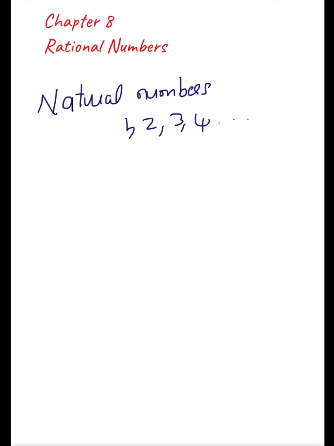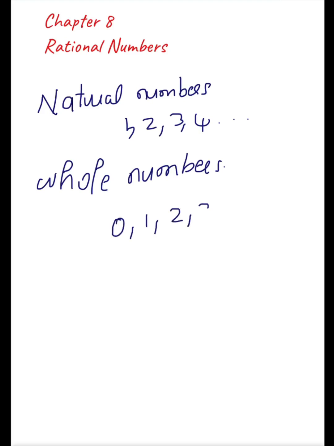Now the next thing, what do you mean by whole numbers? Whole numbers mean, in addition to the natural numbers, there will be an extra 0. Okay, 0, 1, 2, 3, 4, 5, etc. That is called whole numbers. Now you are also aware about integers.